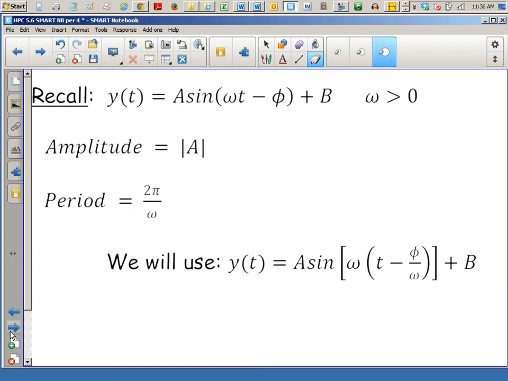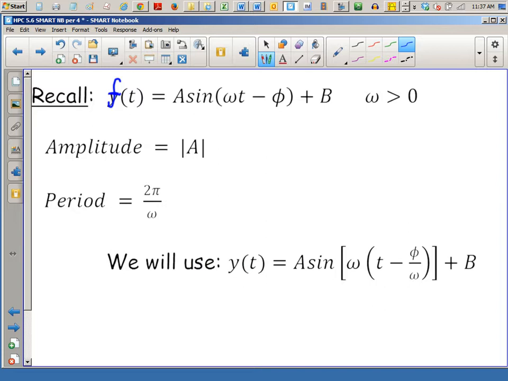I'm not going to use y of t after all. I think I want to just use f of t, because I don't want you to think that we're always talking about y. Okay, this could be any phenomenon. So the idea is to create an equation where you give me a time, I'll plug it into this, and then I'll tell you the output.